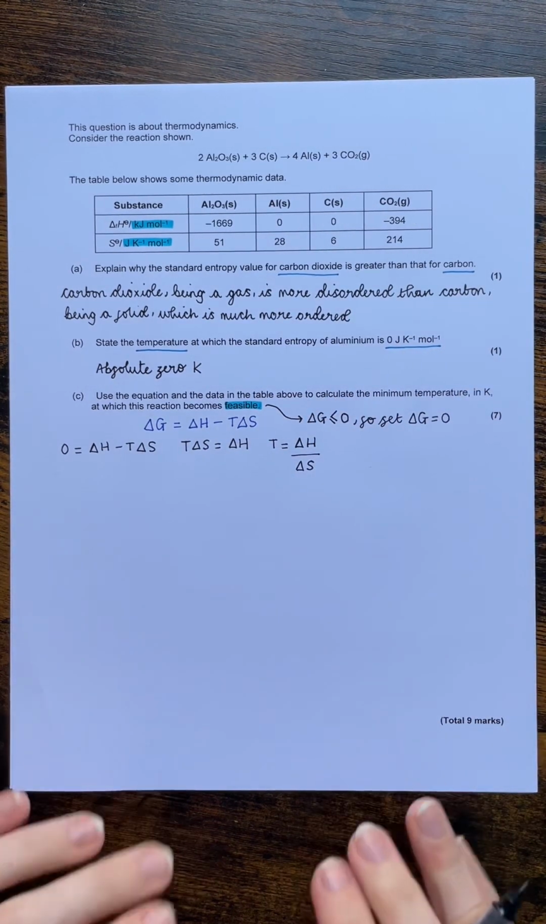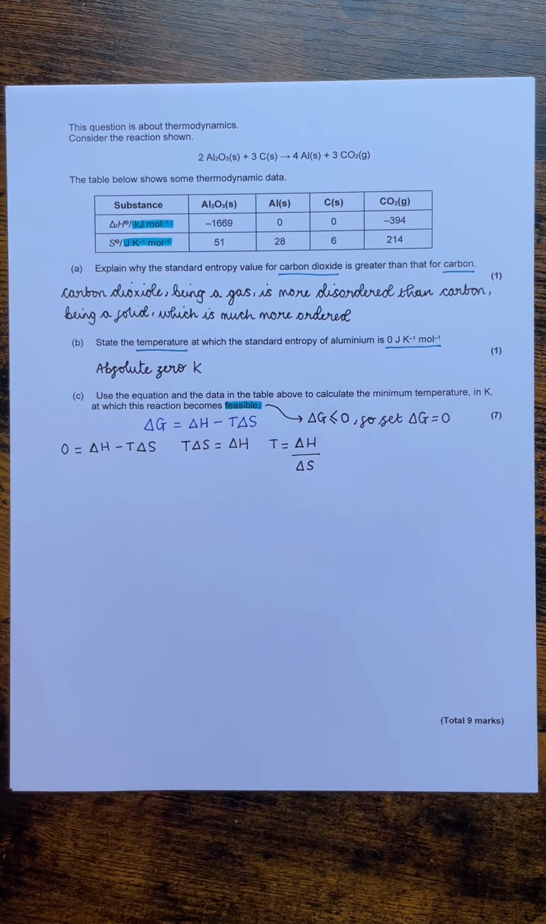So we now need to work out what delta H is, what delta S is, and then we're just going to be subbing those numbers into there. I know, sounds simple. Apologies if I'm making it sound too simple, that's not my intention.